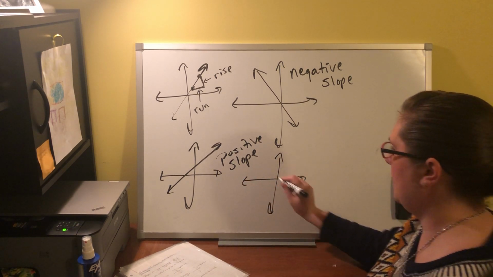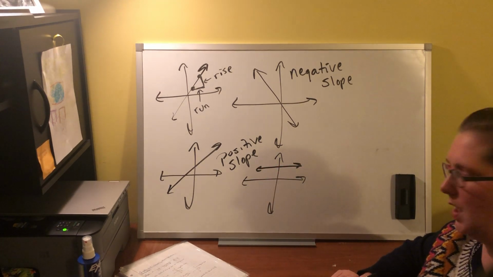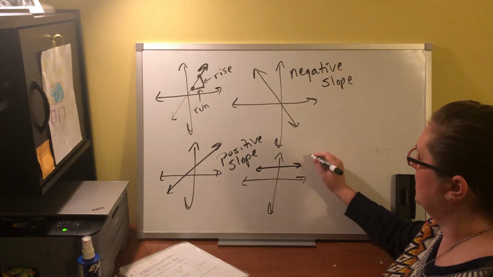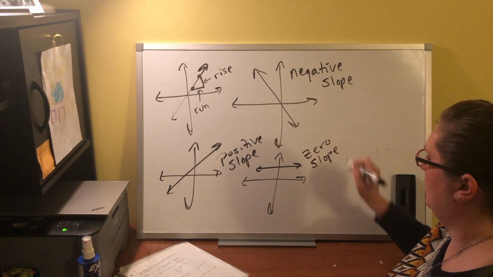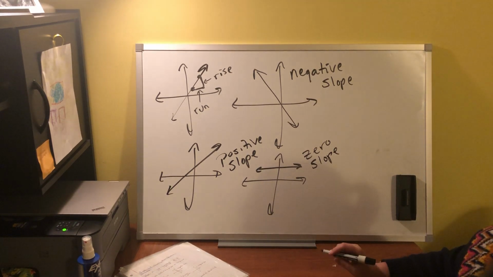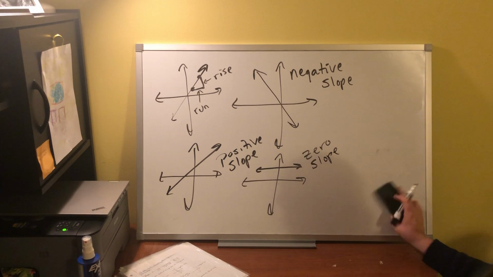So let's make another graph. And let's say we have that nice horizontal line there. When it's a horizontal line, we have 0 slope, okay? So horizontal line, 0 slope.